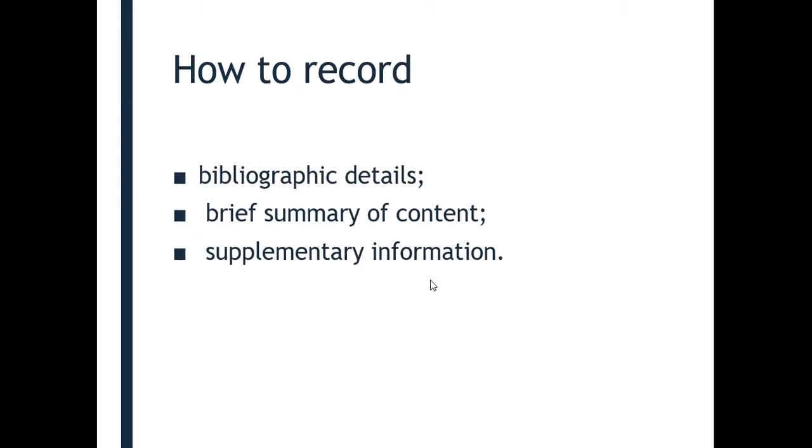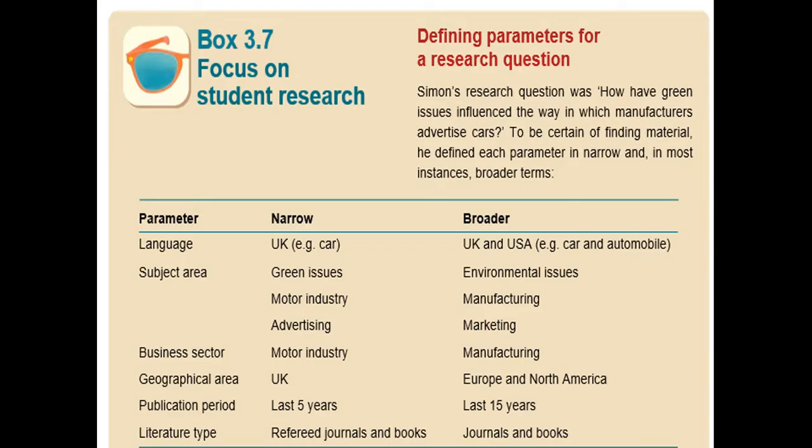So when you are starting to do your literature review with your group members, you will make a note of it on a sheet of paper or a diary or online. You will write the bibliographic details. What is bibliographic detail? It is how to cite. So I will just show you how to cite an article. Then you will write the brief summary of content which is there inside the article, and then supplementary information.